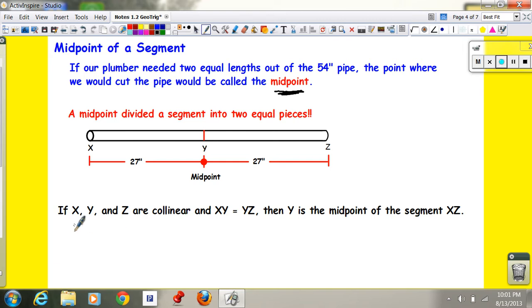If you've got 3 collinear points and these 2 pieces are equal to each other, if this piece equals this piece, then you know that this point that was in the middle has to be called the midpoint if the 2 pieces are equal. So basically what a midpoint does is it cuts it in half. Midpoint cuts a piece in half.